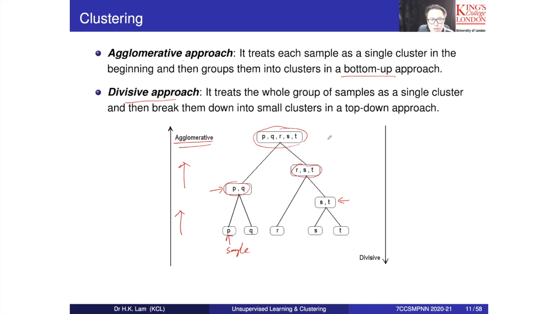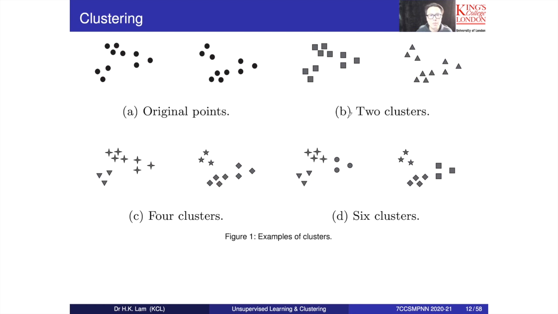The divisive approach is the top-down approach. We assume that all samples belong to one single cluster, and then we divide it into 2, and each subcluster we keep dividing, so that we know which cluster each sample belongs to. So this is the top-down approach. We just keep breaking down the samples into different subgroups.